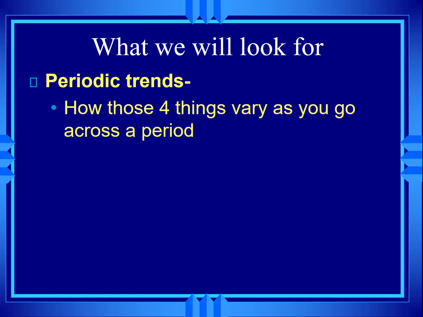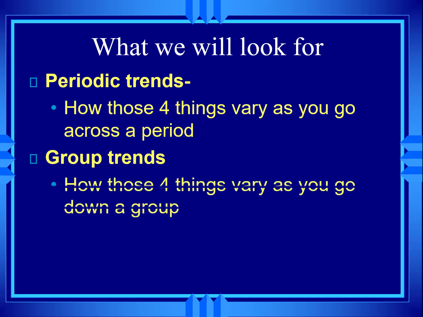How do things change as you go across a period that affects that attraction? We're going to look for group trends: how those things vary as you go down a group. Groups we always compare from top to bottom. Periods we always compare left to right. When we say across, we mean left to right, because we read in English, not Hebrew, not Arabic, not Japanese. They all read in different directions.